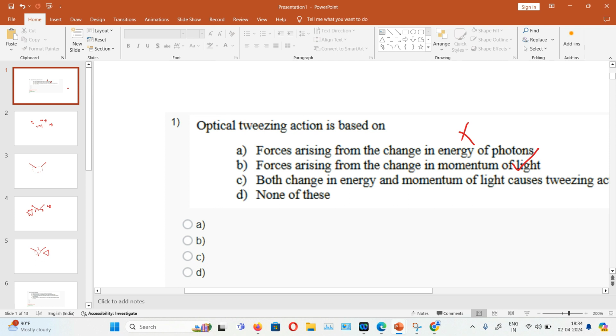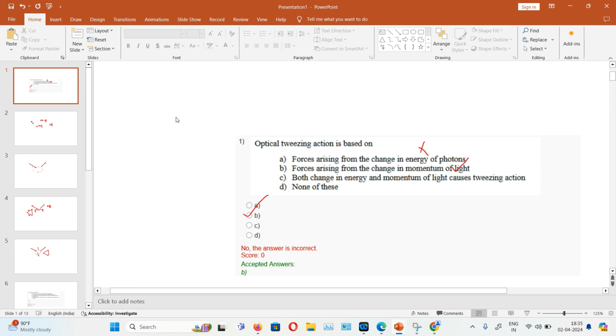Both change in energy and momentum. Since this is wrong, this is not going to be right. So the answer is C. Sorry, the answer is C. Hope you people understand that one. So just think about that.